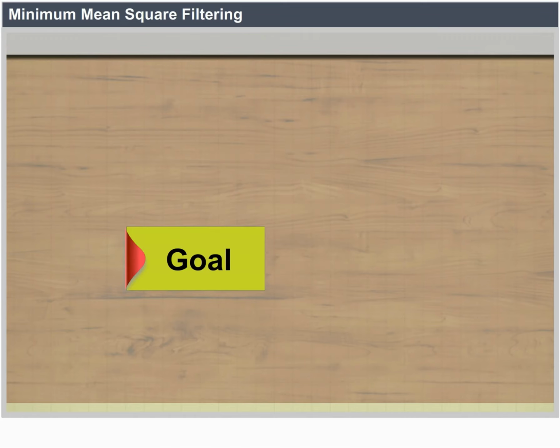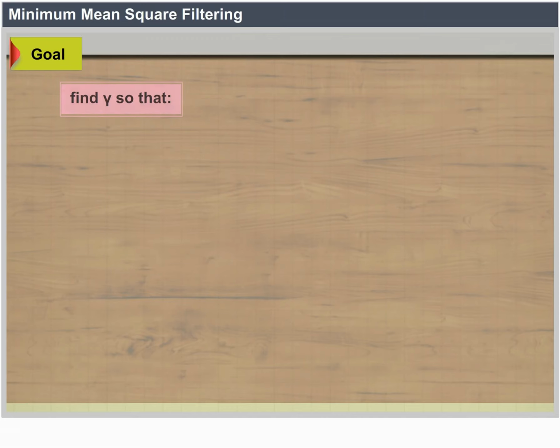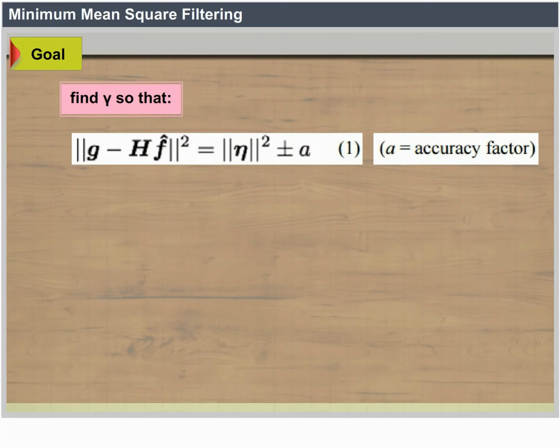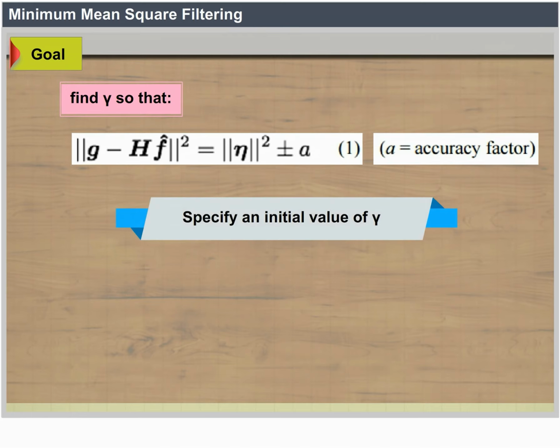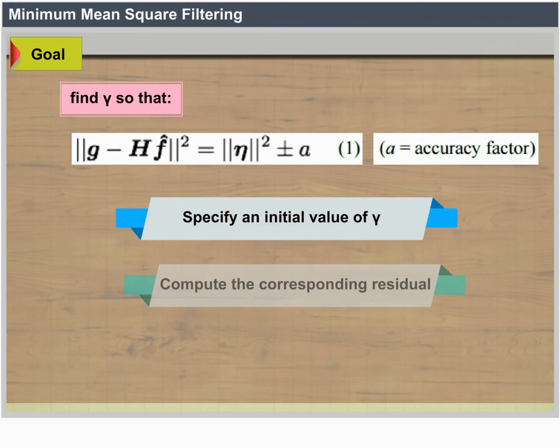Goal: find gamma so that the norm of g minus H f cap, whole squared, equals the norm of eta, whole squared, plus or minus A, where A is the accuracy factor. Specify an initial value of gamma. Compute the corresponding residual. Stop if the equation is satisfied.